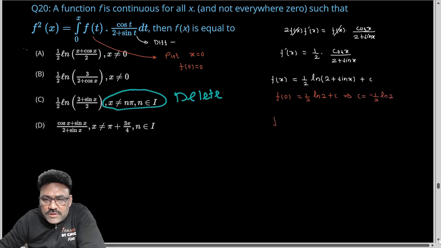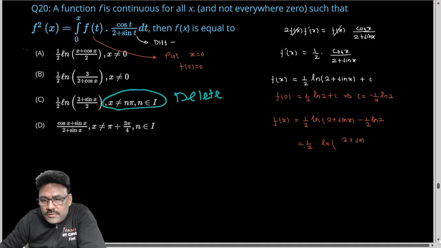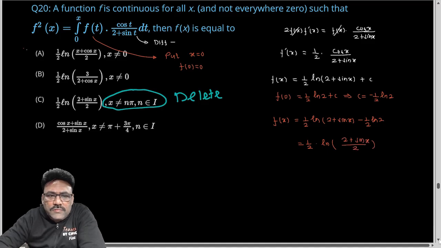And hence your function is half of log of 2 plus sin x, minus half of log 2. Half can be taken common, and log m minus log n is log m by n. So it is half log of (2 plus sin x) by 2. So this is your answer, which is option C.